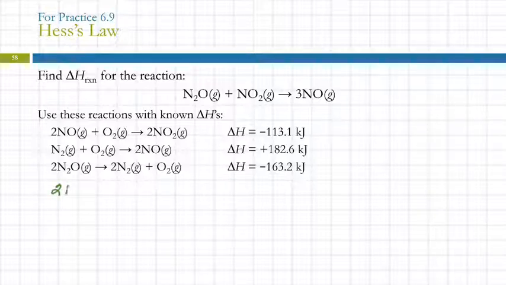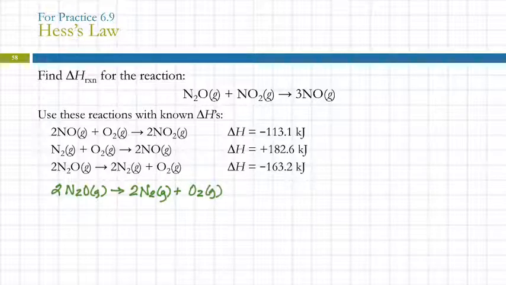Okay, well, I've got 2 N2O going to 2 N2 plus O2. And did I do anything to the chemical equation? Reverse it or multiply it? Nope. So delta H is just the same. I'm just going to copy it down. So there's N2O, and here I've got 2 N2O. So I've got twice as much as I need.